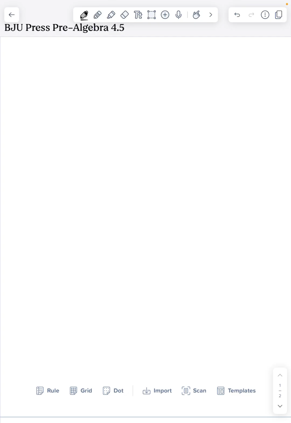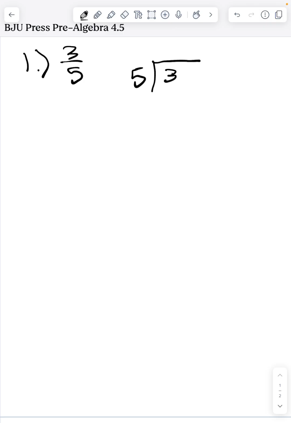So number 1 says convert each fraction to a decimal, and the fraction given is 3/5. We also know that this can be read 3 divided by 5. So let's do some side work over here. We're going to do 3 divided by 5, which means we need to add a decimal and some zeros in order to make this division problem happen.